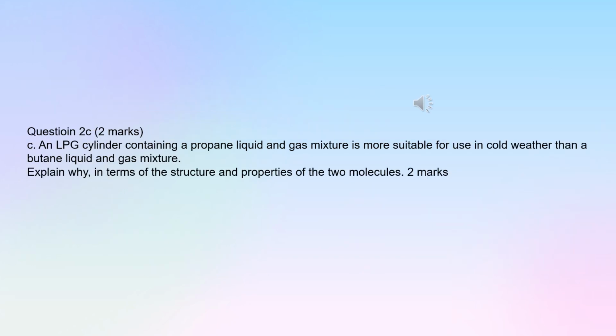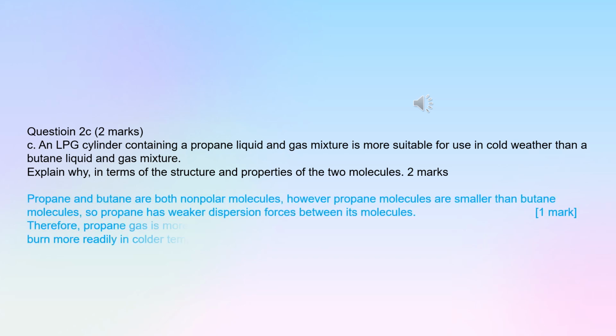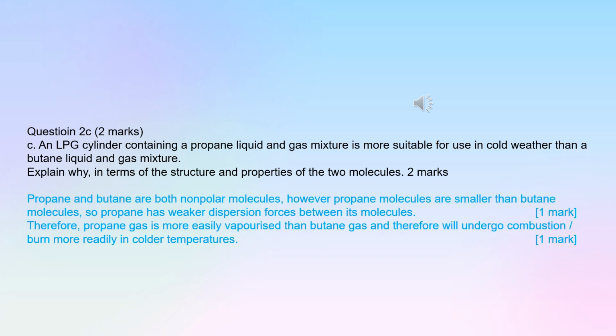Propane and butane are both nonpolar molecules. However, propane molecules are smaller than butane molecules, so propane has weaker dispersion forces between its molecules. Therefore, propane gas is more easily vaporized than butane gas and therefore will burn more readily in colder temperatures.